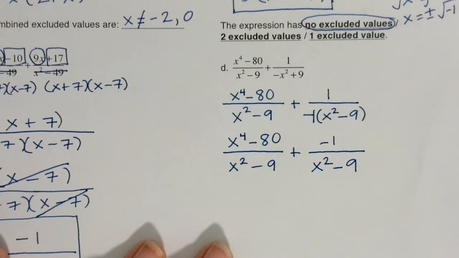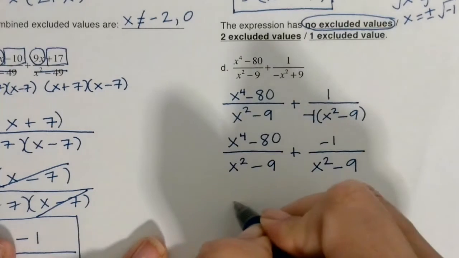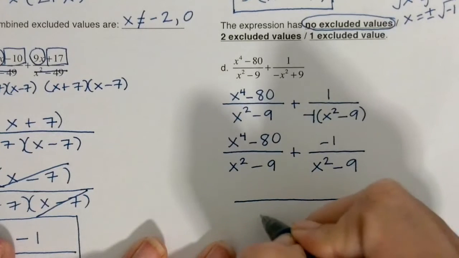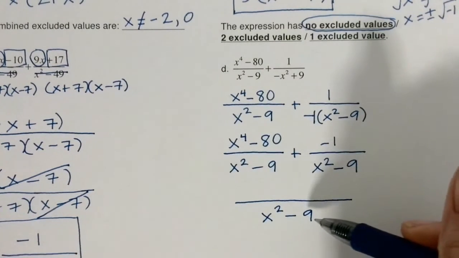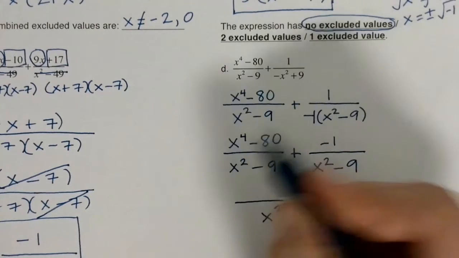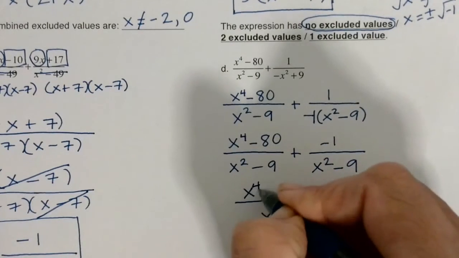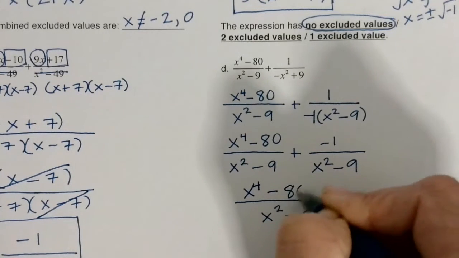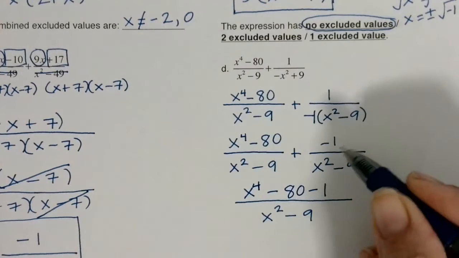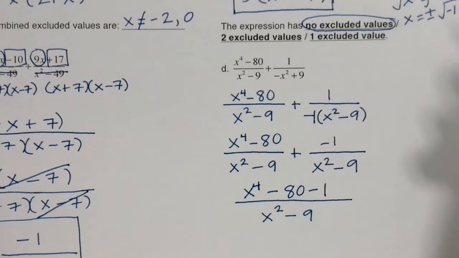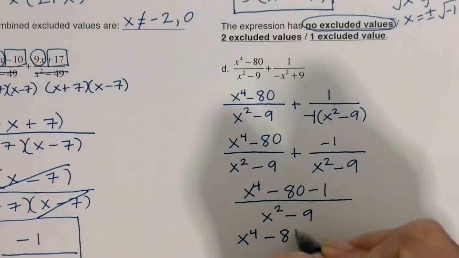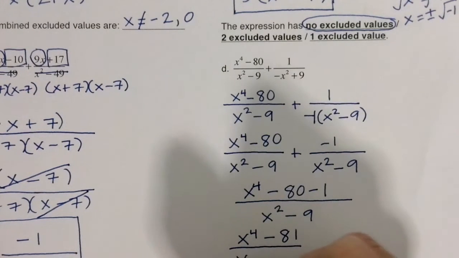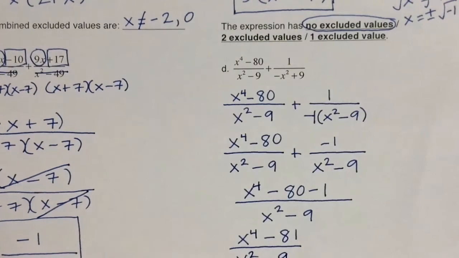So now what we're going to do is we are going to combine like terms. So we're going to write this as a single fraction. So we have x squared minus 9. Maybe we'll need to factor it. Maybe we won't. We'll see how it goes. But we have x to the fourth minus 80 minus 1 from this guy right here. Or plus negative 1. It's the same thing. So then I have x to the fourth minus 81 all over x squared minus 9.